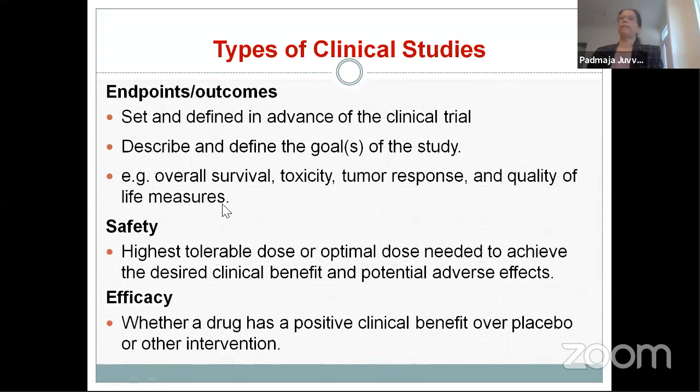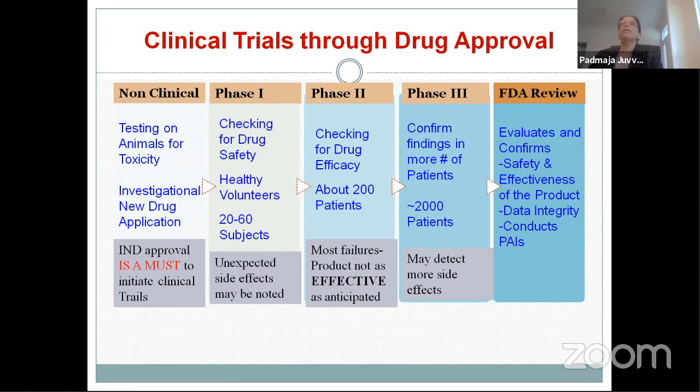So I tried to cover most of the types of clinical studies, and these are all just to give you an overview of what goes on in the clinical studies and how there are different ways to do the trials and how important it is to ensure that the patient is safe in the whole process. So this kind of consolidates all the phase 3 trials with the non-clinical and also the FDA review.